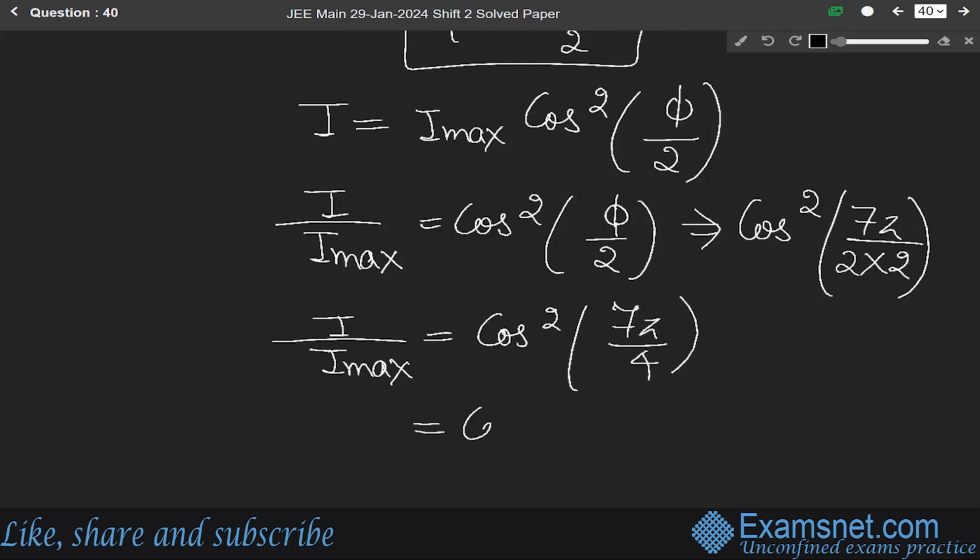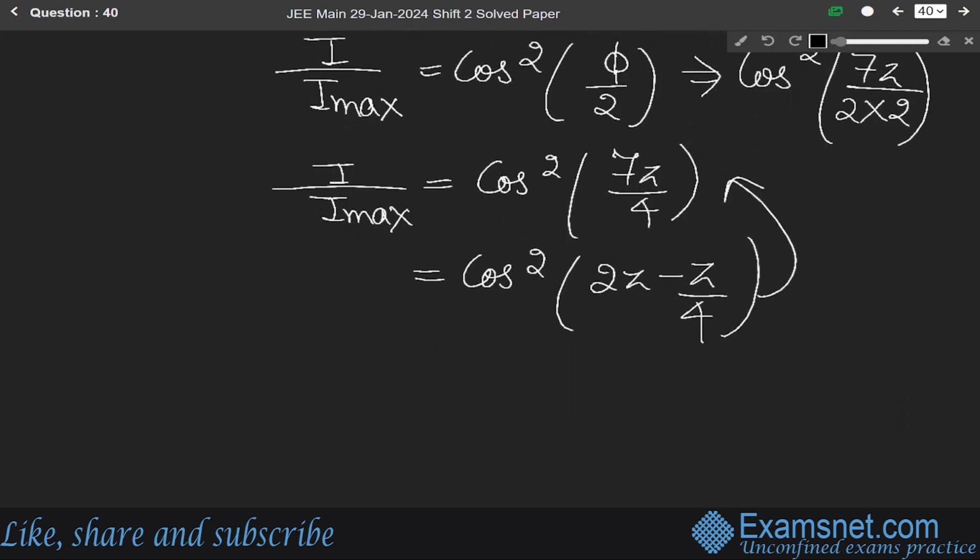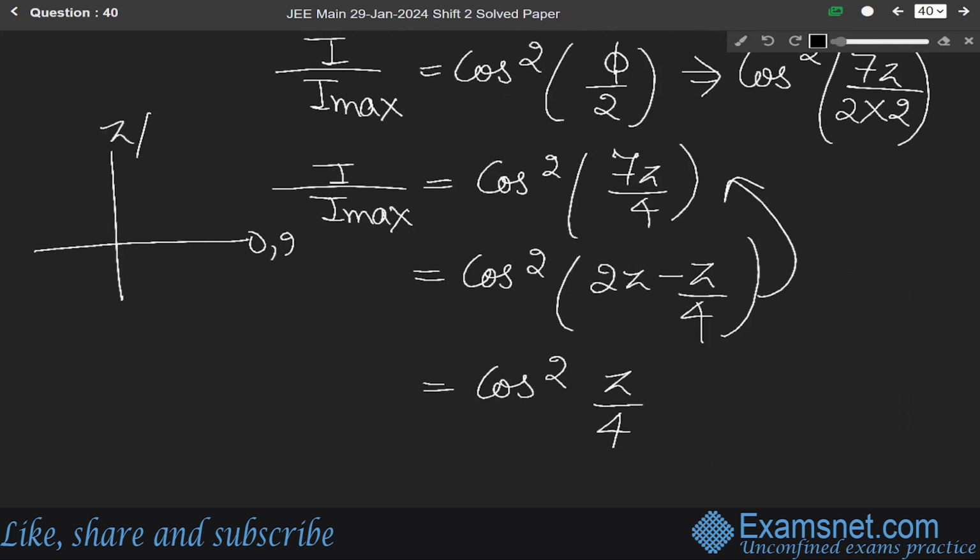So it will be equal to cos square. We can write 7 pi by 4 as 2 pi minus pi by 4. 4 into 2, 8 pi minus pi, it eventually comes 7 pi by 4. So it will be equal to cos square pi by 4. According to the quadrant system, when we subtract any angle from 2 pi, all the trigonometric functions come positive.